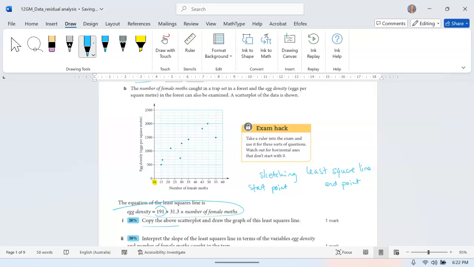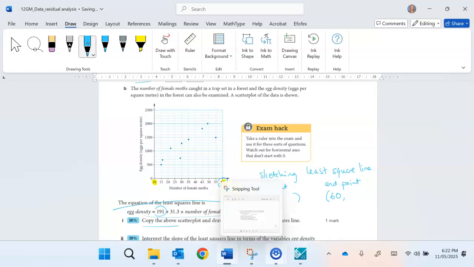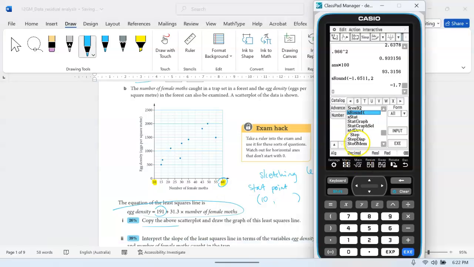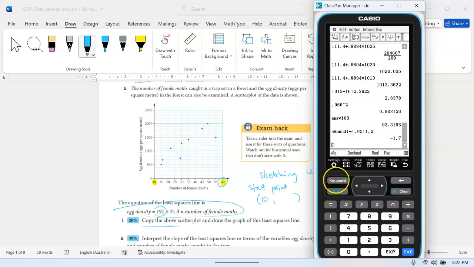So our starting point is going to be at x equals 10, and we've got to work out the corresponding y value. And the end point, I go, what's at the other end? It's 60. So we're going to let our x variable equal 60. And I'm going to do this on the calculator to show you. Let's go back.